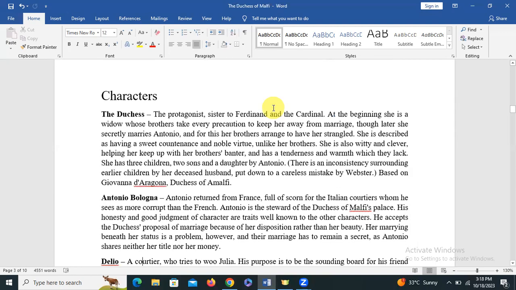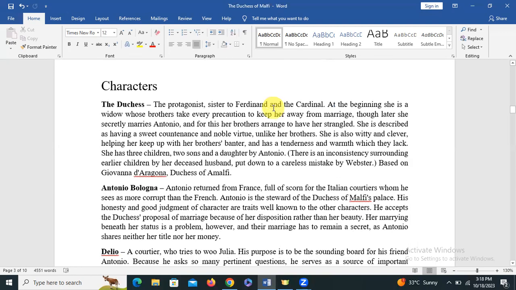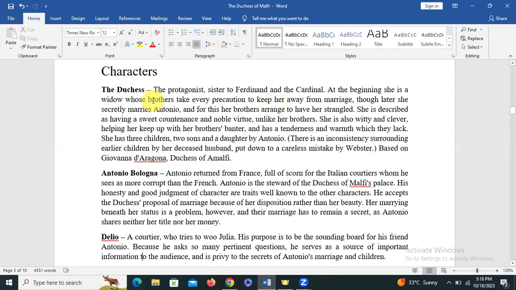Then there are the main characters. So today we are going to discuss in detail the characters of the drama here. The Duchess. She is the protagonist, sister of Ferdinand and the Cardinal. At the beginning, she is a widow whose brothers take every precaution to keep her away from marriage. Though later she secretly marries Antonio, and for this her brothers arrange to have her strangled.